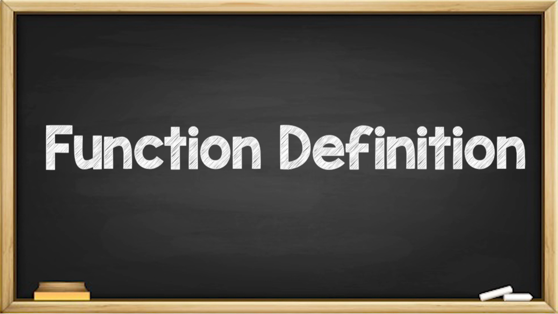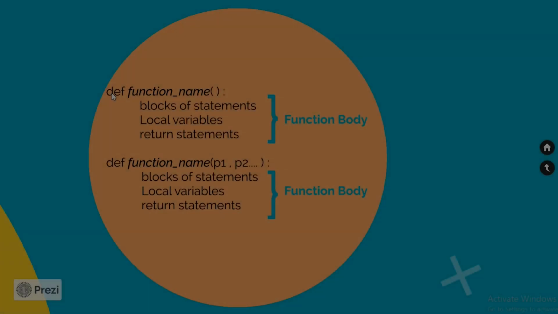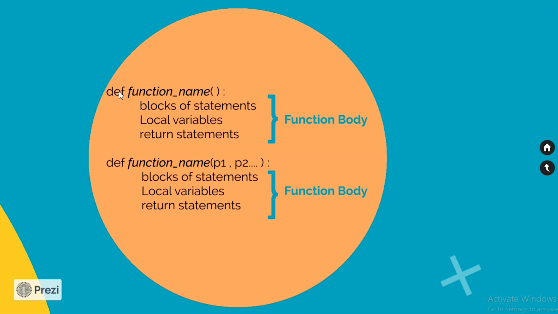Function definition. Function definition is also called creating a function, writing a function, and defining a function. Let's see the syntax to define a function. So, def is a keyword for defining a function. Then the function name is followed by parenthesis and a colon. In a function, we can write blocks of statements, local variables and a return statement. The variables that you declare inside the function, you cannot access outside the function block. This is called the function body.